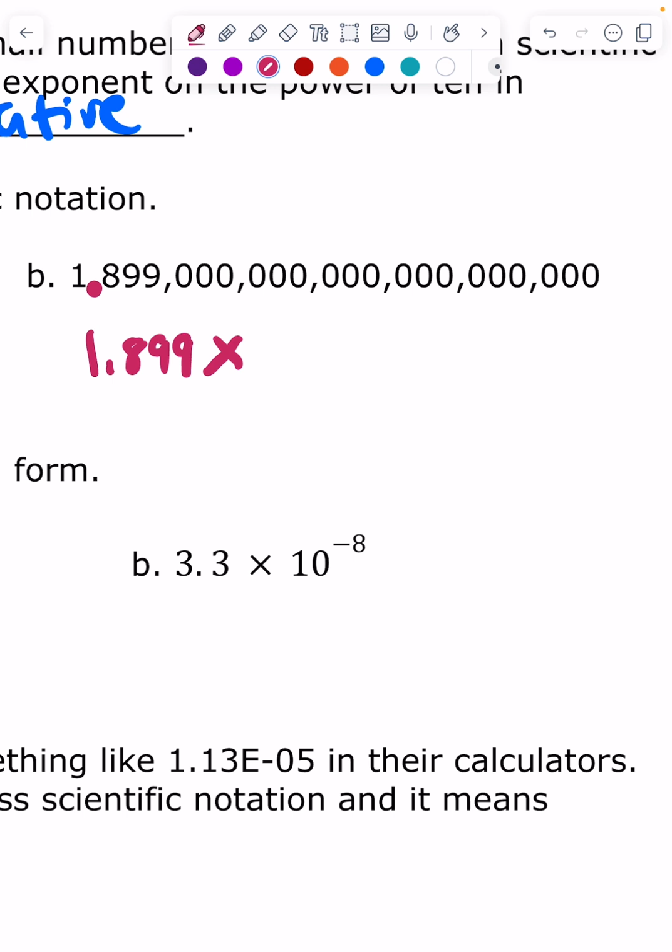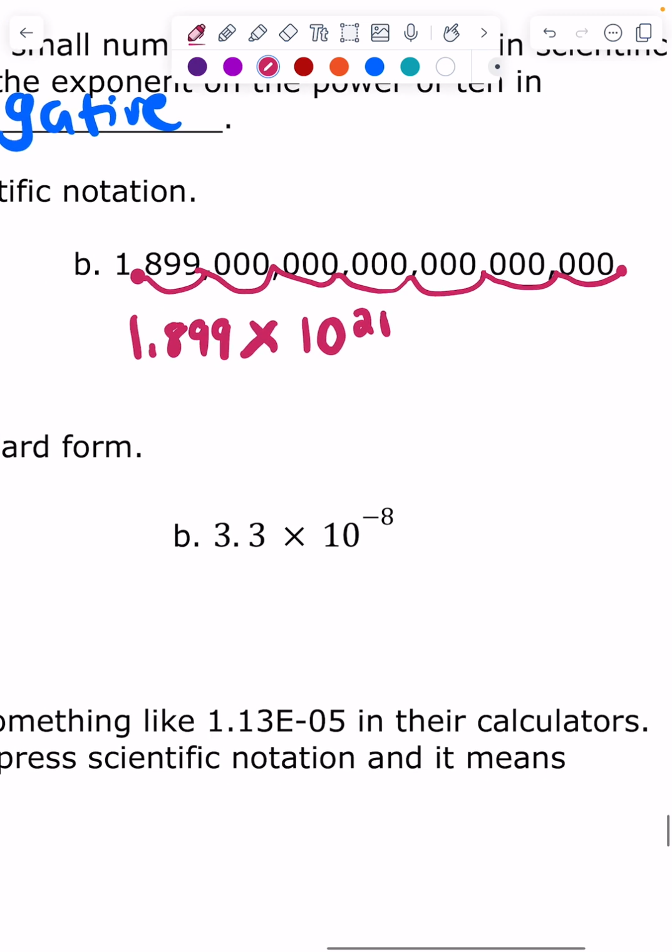And then I need to figure out how many decimal points I had to move. So the decimal on a whole number is going to be on the far right. So I went 3, 6, 9, 12, 15, 18, 21 hops to get between 1 and 8. Oops, I forgot to write my 10. So 1.899 times 10 to the 21.